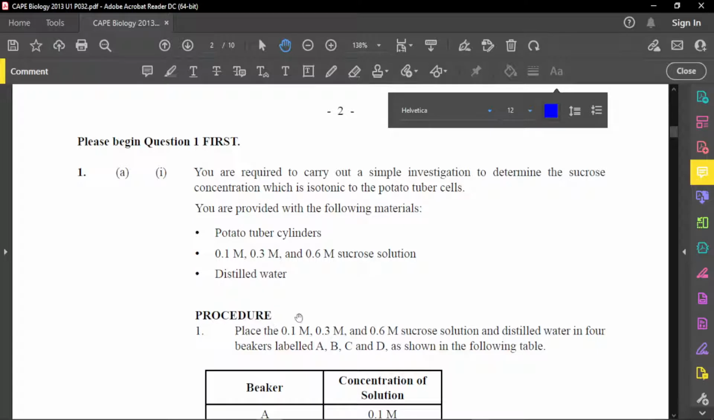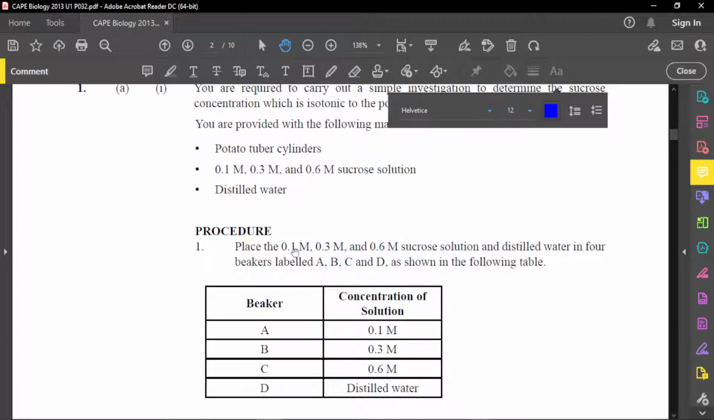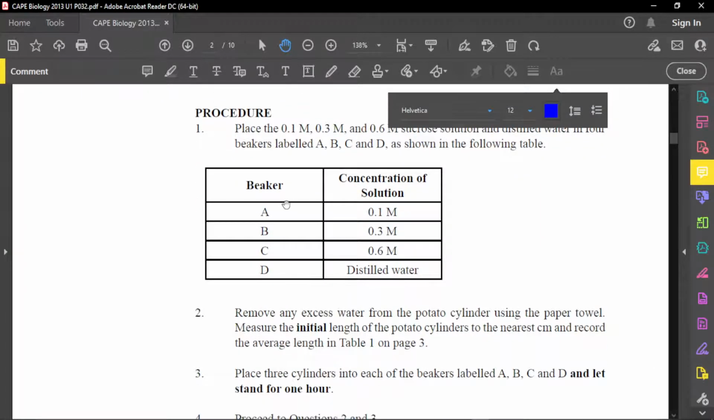Now the actual procedure said: place the 0.1, the 0.3, the 0.6 molar concentration of sucrose solution and distilled water into 4 beakers labeled A, B, C, and D as shown in the table. And so looking at this table carefully, you're going to realize this is how you're actually going to label your beakers A to D, and then you label them according to your concentration right here. So you don't have to put the concentration on the beaker, you just label A, B, C, and D, and you know that these are the concentrations of the sucrose solution.